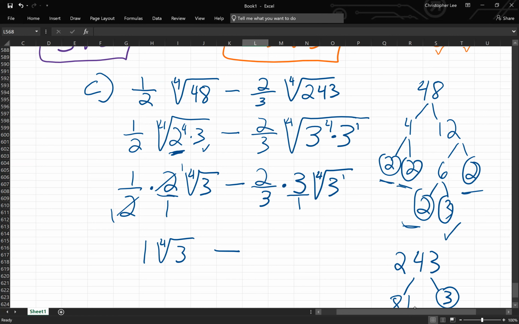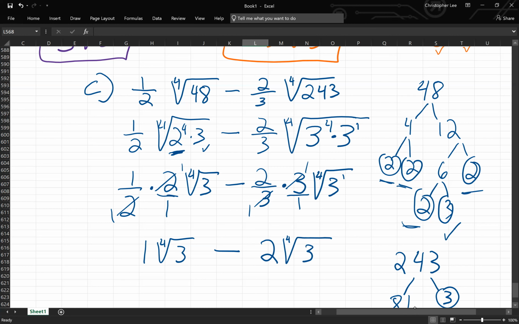Two over three times 3/1. What does that become? Yeah, and that reduces to what? What is it? 2/1, right? So I'm just going to call that 2. You could also say that 3 goes into 3 once and 3 goes into 3 once if you want to make that simple. And I still have the 4th root of 3.